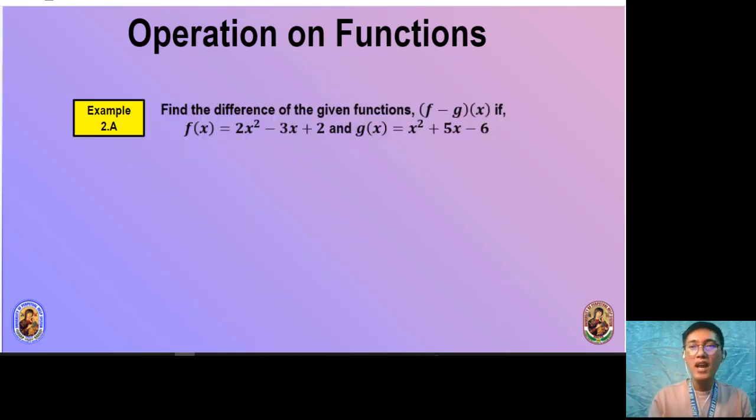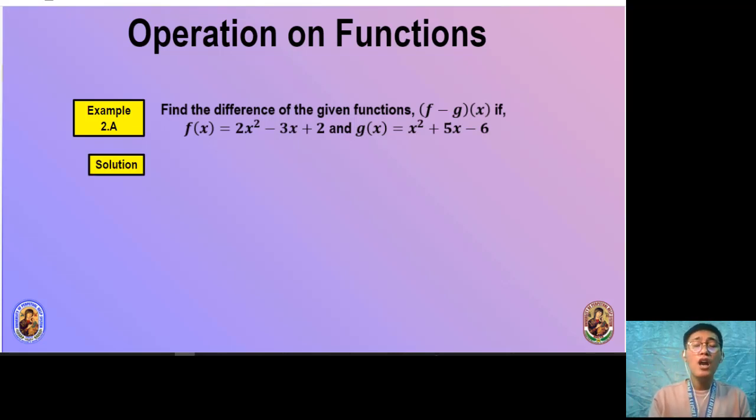Example 2.a. Find the difference. When we say difference, it is the result of subtracting two quantities. Okay? For addition naman, the result of adding two quantities is called sum. Okay? Find the difference of the given functions f minus g of x if f of x is equal to x squared minus 3x plus 2 and g of x is equal to x squared plus 5x minus 6.